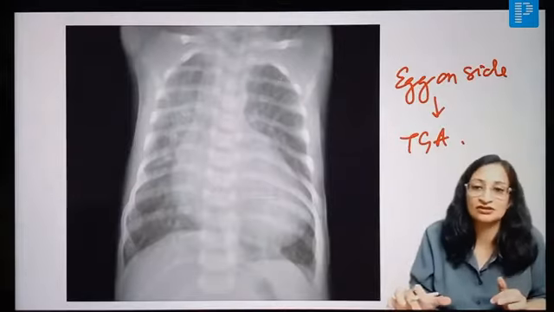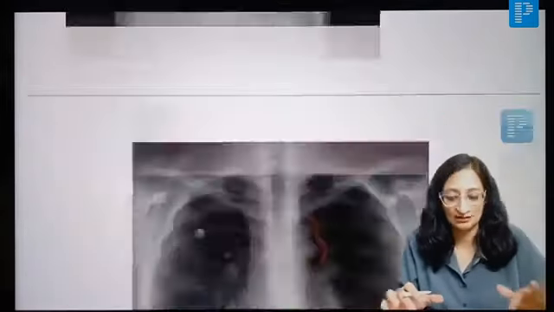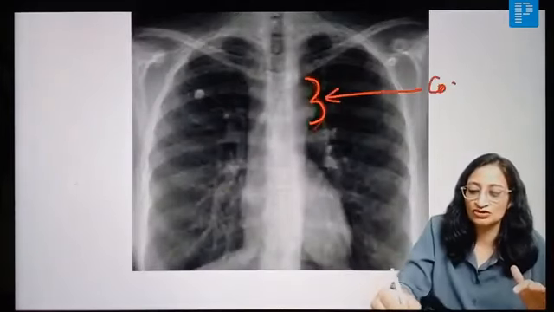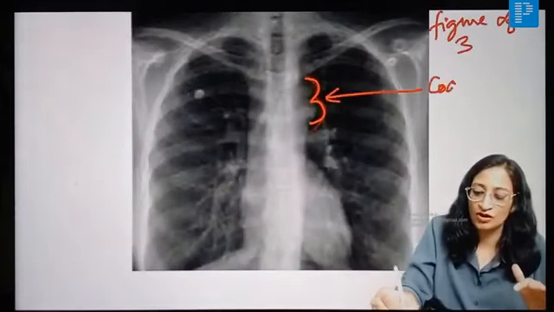Okay, this is the egg on side appearance. Just imprint the pictures in your mind. So what do you see here? This is a figure of 3 appearance. That means here there is a narrowing in the arch of aorta. So figure of 3 you get in coarctation of aorta.